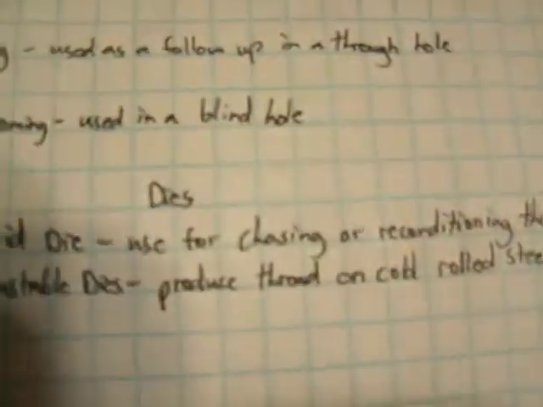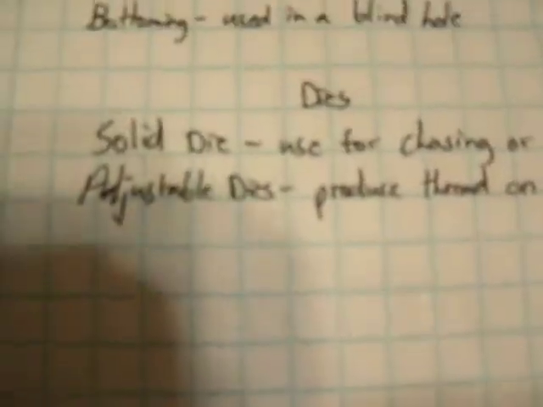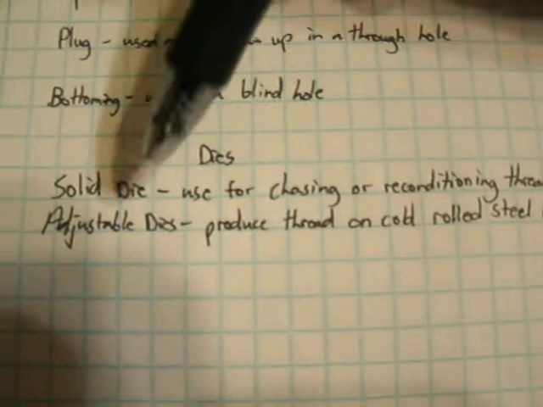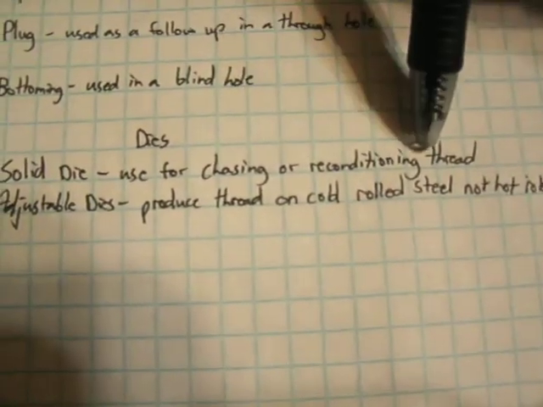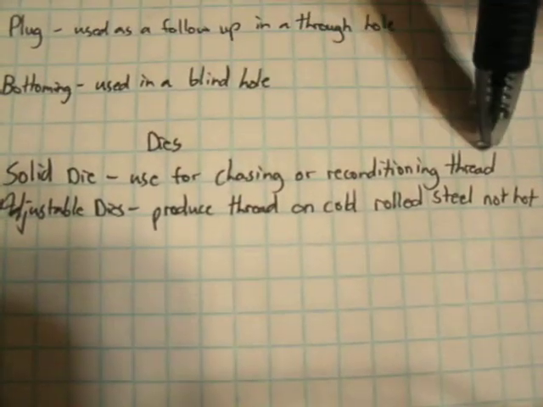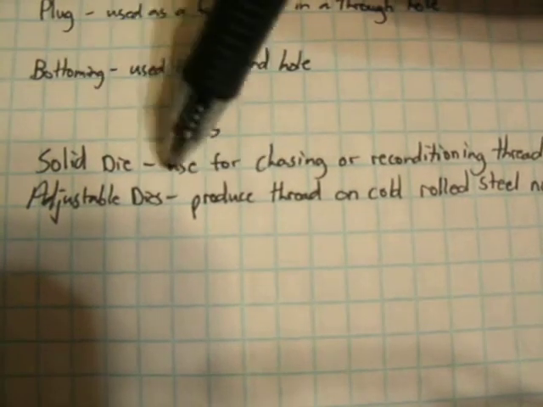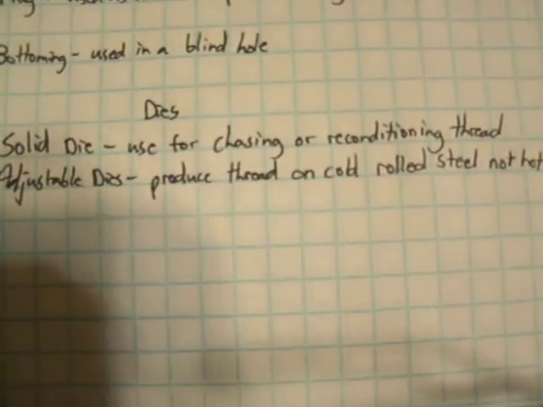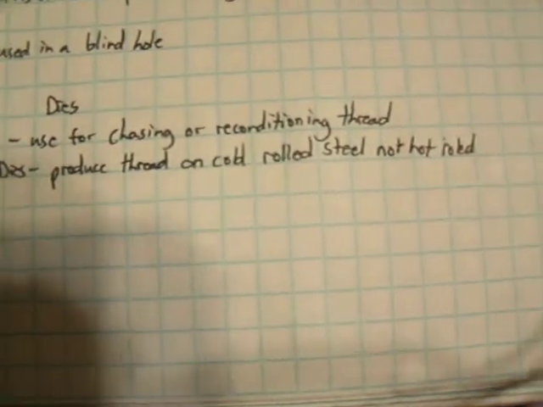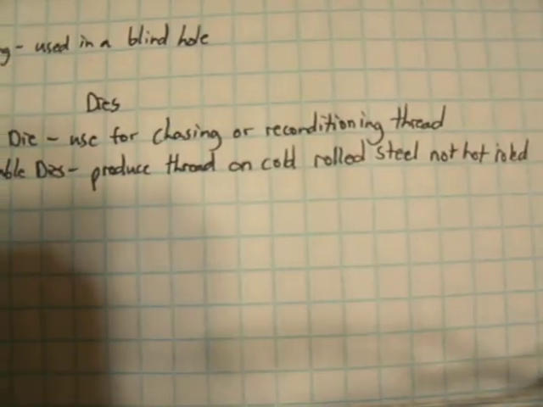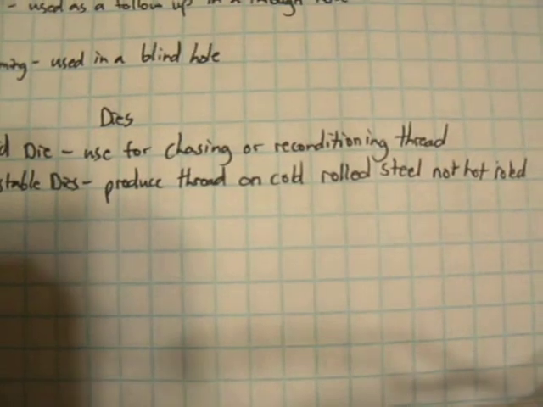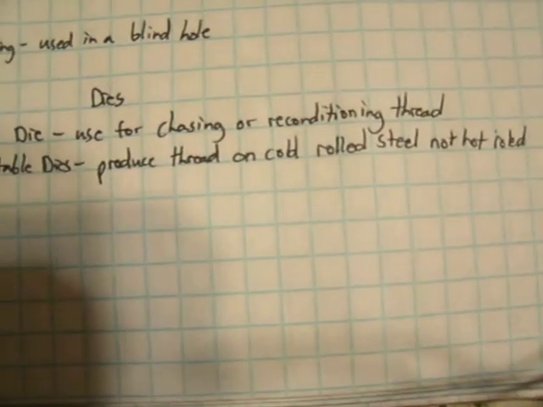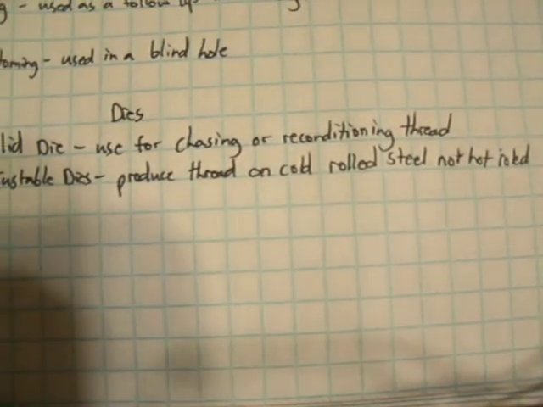Now you can get into dies. You've got a couple different kinds of dies. You've got solid dies, which are more for chasing and reconditioning a thread. Then you've got adjustable dies. You can produce thread on cold rolled steel, not hot rolled. The reason why you want to use cold rolled is it's always made undersized. Hot rolled is always made oversized, if that makes sense.